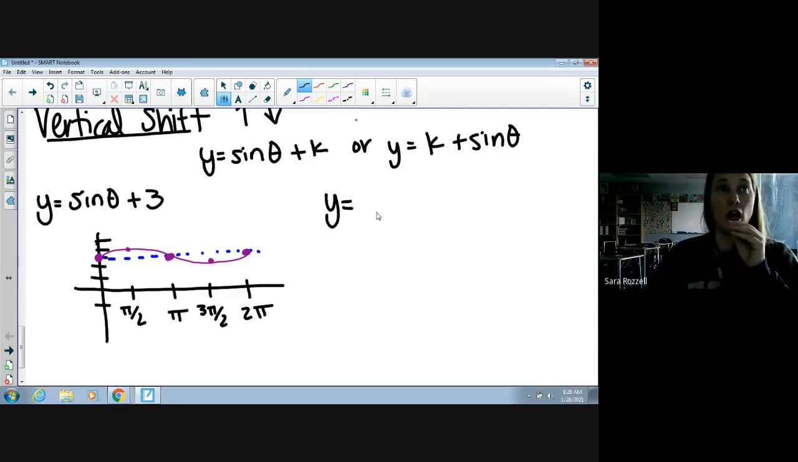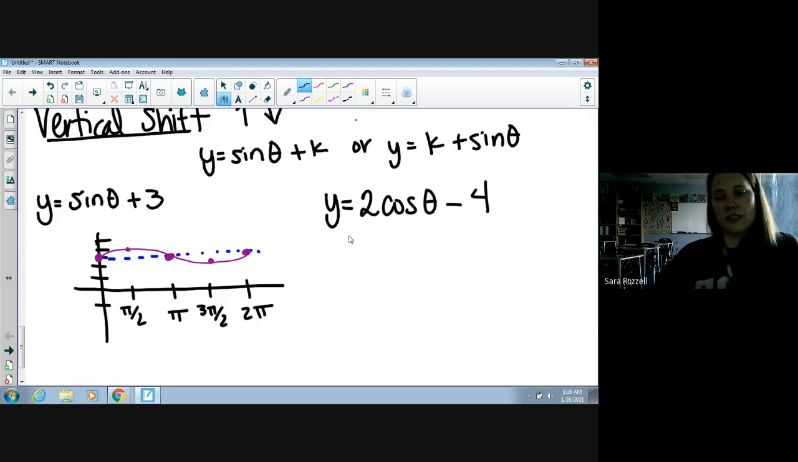I'm going to do a combo. So we're going to do an amplitude and a vertical shift, and that's all. I don't think I'm going to make it upside down or anything for you. So let's say I had 2 cosine theta minus 4. So this has an amplitude of 2. It's a cosine graph, and it's shifted down 4 units.